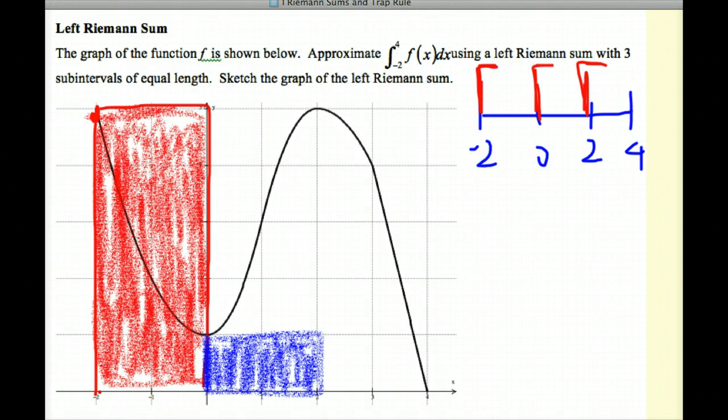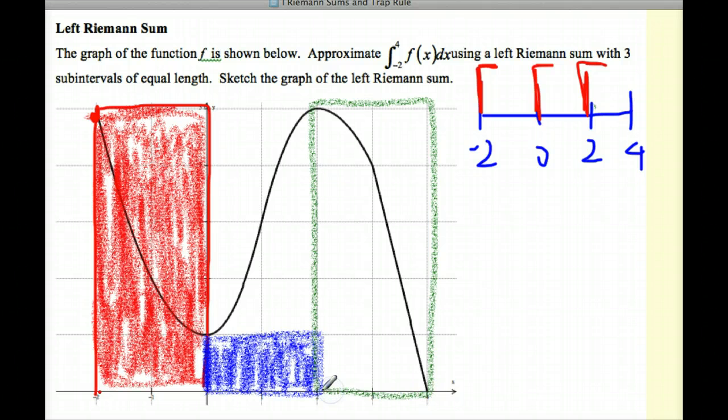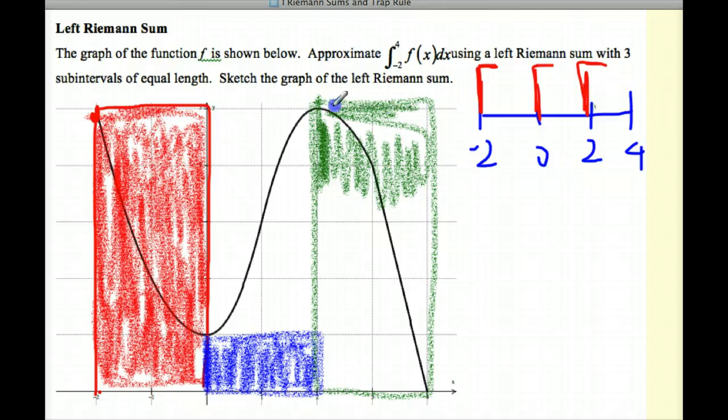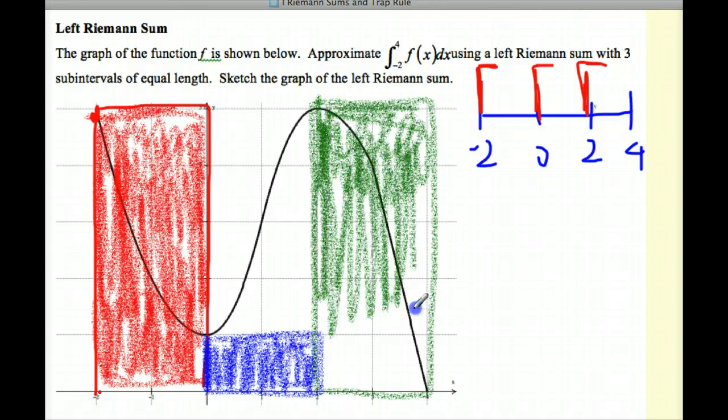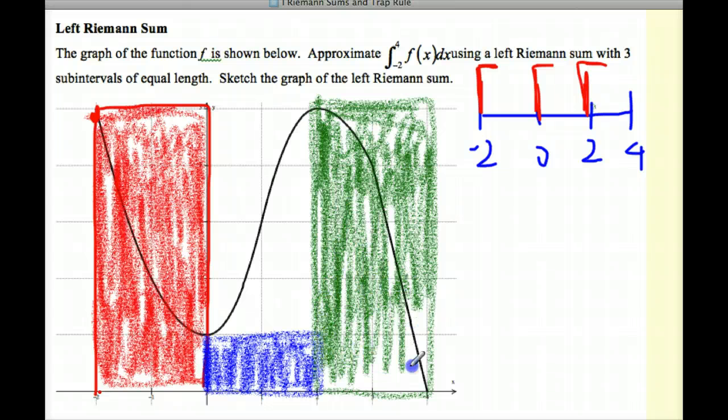And the final rectangle is when I hit +2. So on +2, I notice that hits up at the top, and then I need to color all of this in. Once again, I have 3 rectangles, and I know the area of every rectangle is length times width. Each of these have a width of 2.